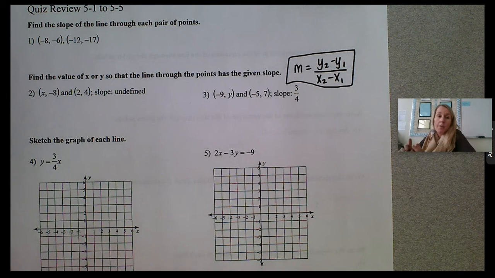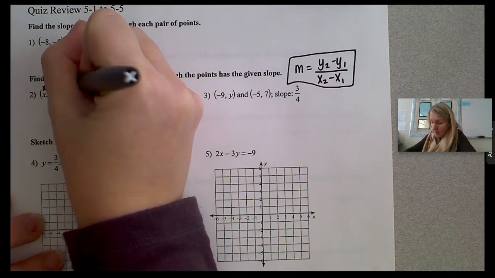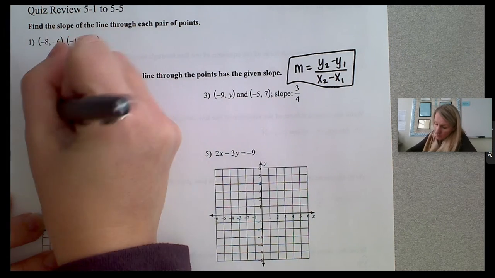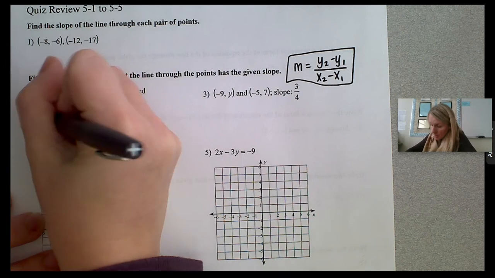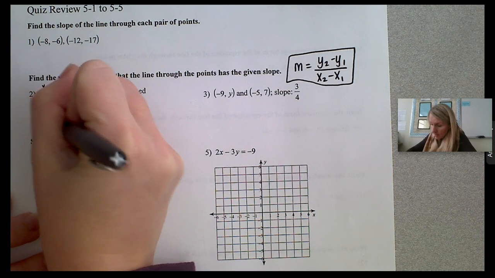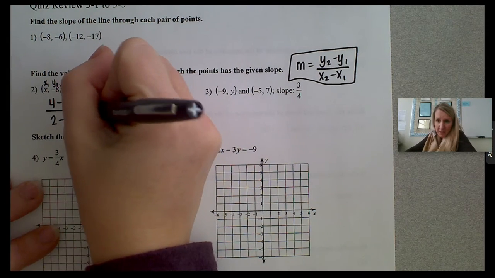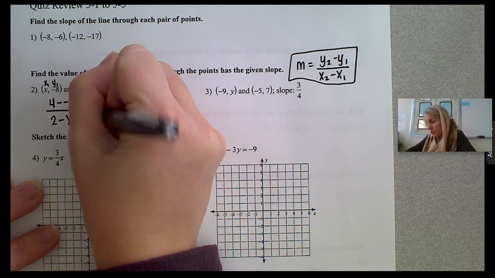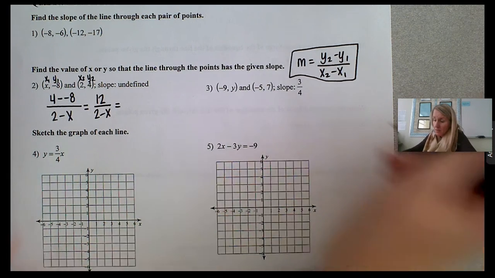For 2, I'm going to take my points and plug them in for x1, y1, x2, y2. If I say this is x1 and y1, and then x2 and y2, we're going to throw those in. So that would be 4 minus negative 8, so y2 minus y1, over x2 minus x1. I'm going to simplify that while I'm here, because 4 minus negative 8 gives me 12 over 2 minus x, and that's equal to the slope, and the slope is undefined.